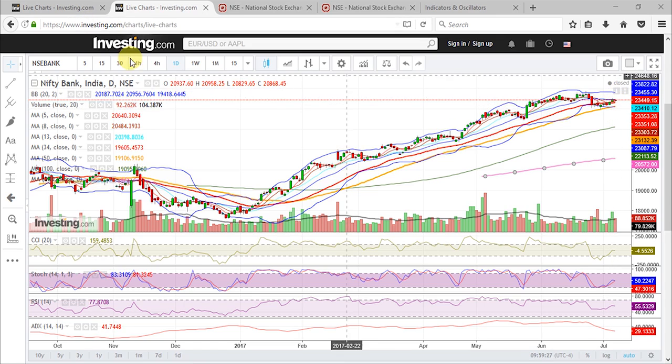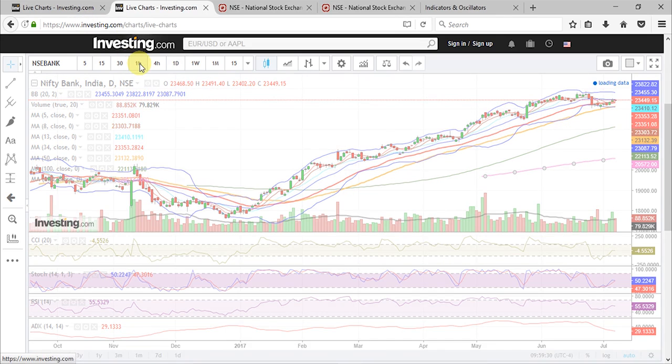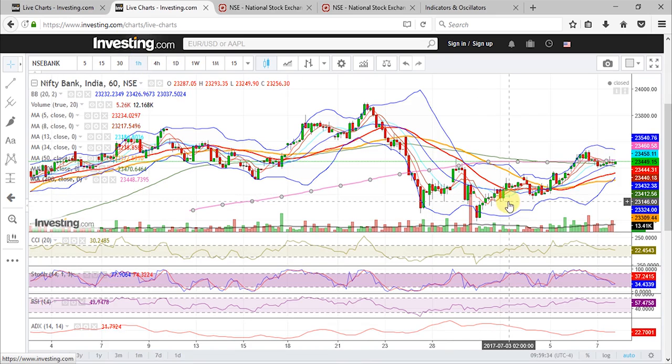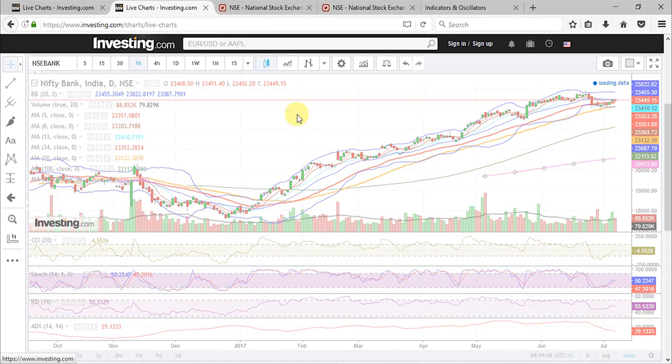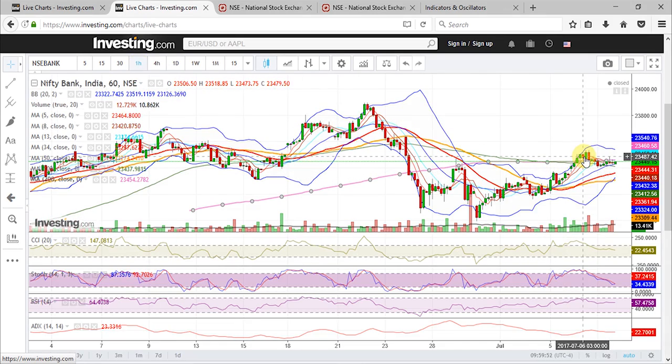Now let us look at the hourly chart. What we can see is that the Bank Nifty was moving steadily upwards during the later part of the week. What happened during last week is that the Bank Nifty took support near the 50 period moving average, and as the time progressed during this week, it went up and after that it came down.